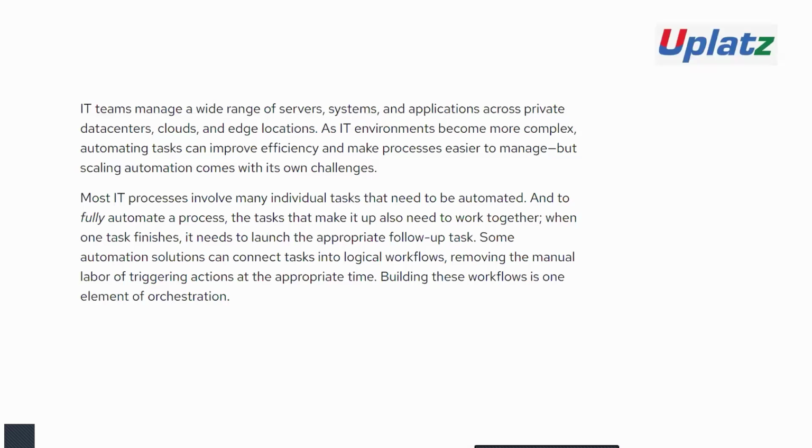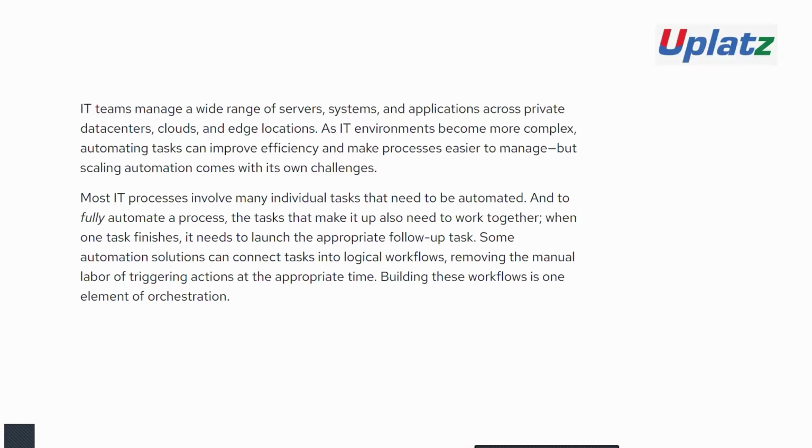IT people manage a wide range of servers, systems, and applications across private data centers, clouds, and edge locations. As environments become more complex, we use so many tools and so many automated tasks for our network, security, and deployment. If you are using orchestration, it will improve your efficiency and make processes easier to manage. But scaling automation comes with its own challenges. Scaling means, if you configure your auto load balancing and your high availability cluster, you have to manage that.